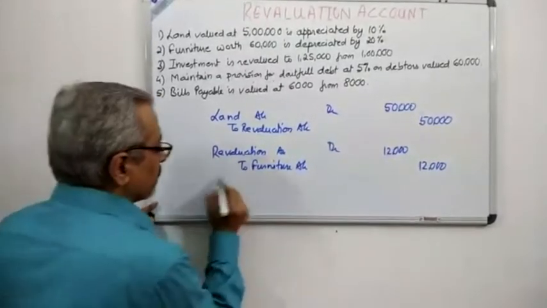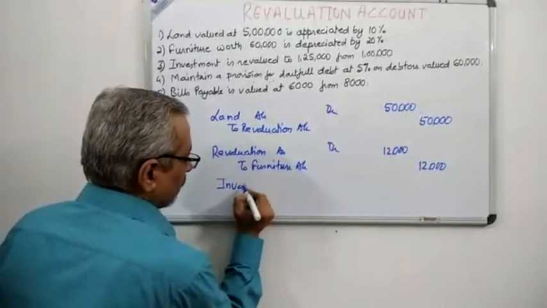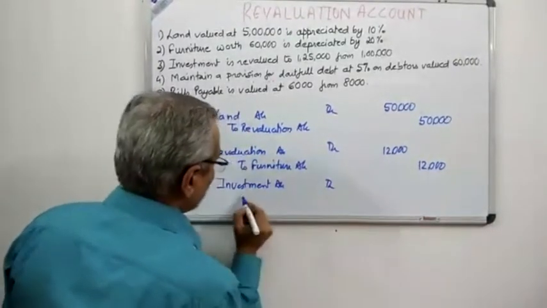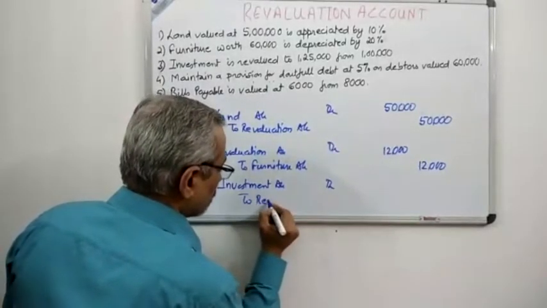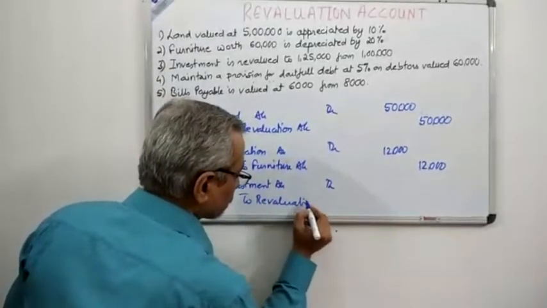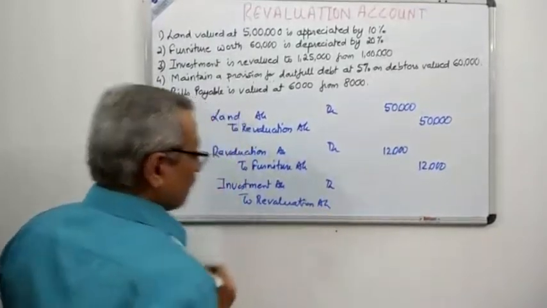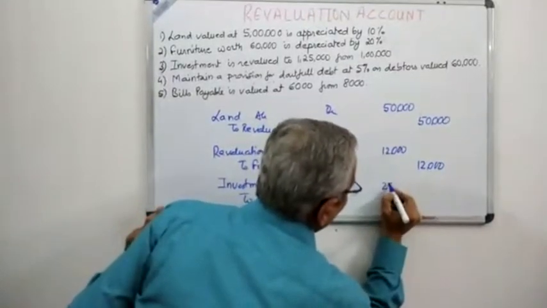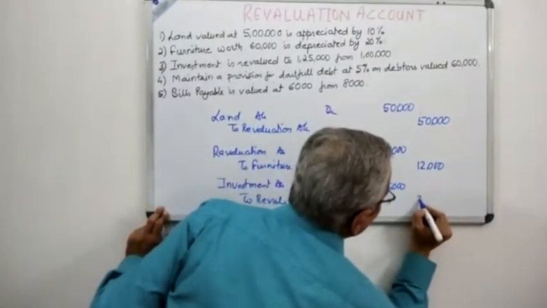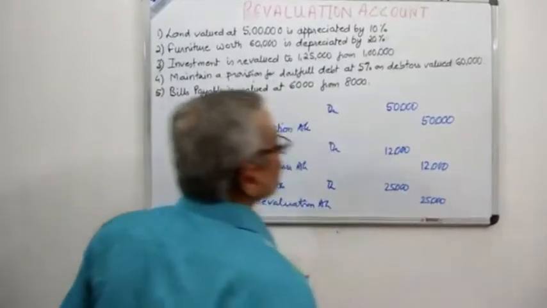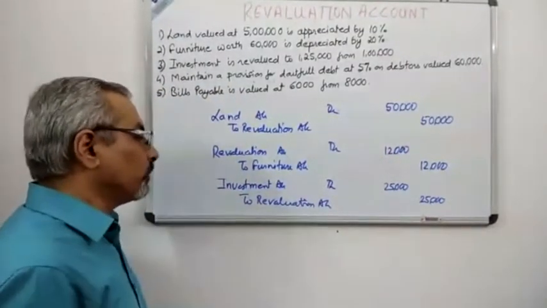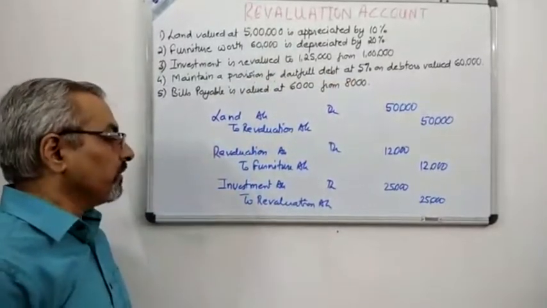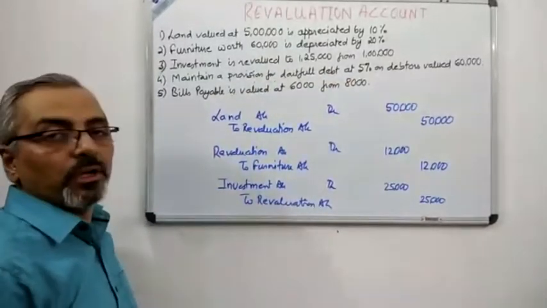So over here, the journal entry will be investment account debit to revaluation account. Repeat again, investment account debit to revaluation account, and the amount will be 25,000. Here you don't need to calculate it because the question has actually specified how much it will be. It has increased from 1 lakh to 1,25,000. Therefore, investment to revaluation 25,000.